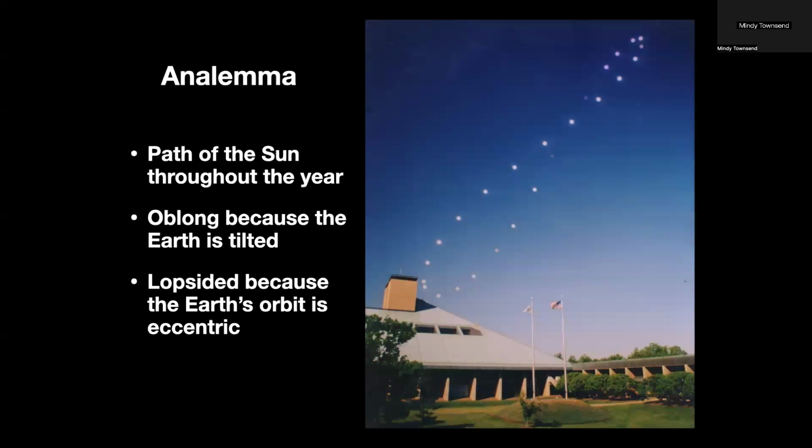All right, so knowing this, the analemma might make a little more sense, right? It's a figure 8 shape that the sun makes if you take a picture of that location at the same time throughout the year. So the analemma is oblong because the Earth is tilted, and it's a figure 8. It's a lopsided figure 8 because the Earth's orbit is a little eccentric, meaning it's not a perfect circle. It's ever so slightly egg-shaped. And this means that sometimes the Earth is closer to the sun than other times, and that causes one of the lobes to be bigger than the other.